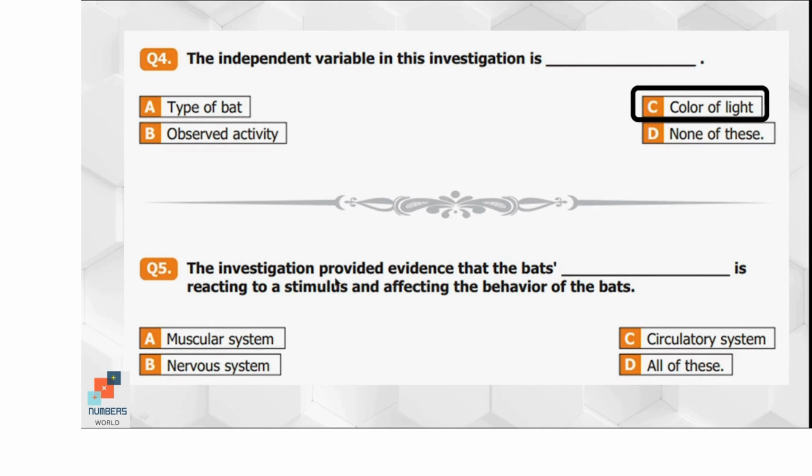Question number 5, the investigation provided evidence that the bat's dash is reacting to a stimulus and affecting the behavior of the bats. Option A, muscular system, B, nervous system, C, circulatory system, and D, all of these. So the nervous system is our body's control center basically. It sends and receives messages to and from different body parts. It helps us to move, think, feel, and react to the world around us. And the brain and spinal cord are the main parts, and nerves spread out from them to the rest of the body. So we can say that the nervous system of the bats is reacting to the stimulus and affecting the behavior of the bats.